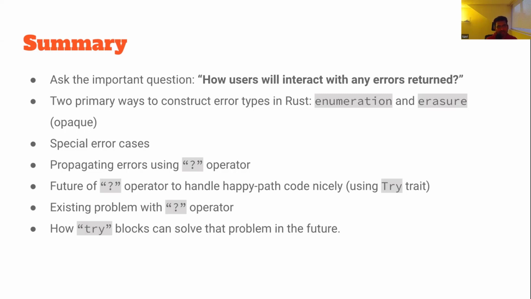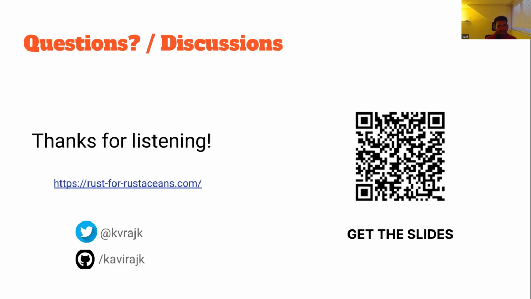And then we saw that once we have the error in place, how do we propagate it? It's generally using the question mark operator. We also discussed how some future improvements like the Try trait can make it possible to use this operator in a lot of other places, handling the happy path more nicely. And we also saw one of the existing problems with the operator, and how the try blocks, once stabilized in the future, can solve that nicely. So that's pretty much it. Thanks for listening.